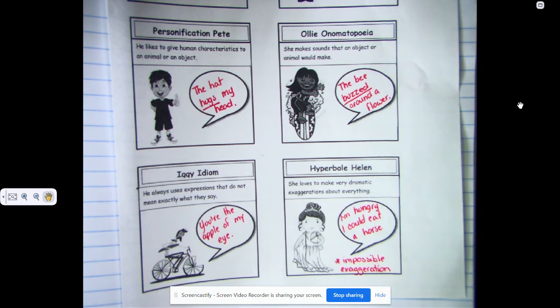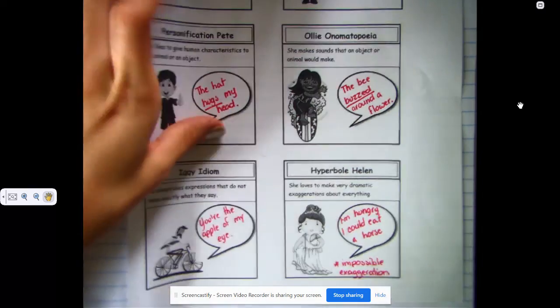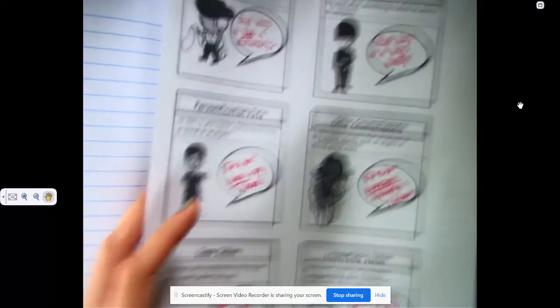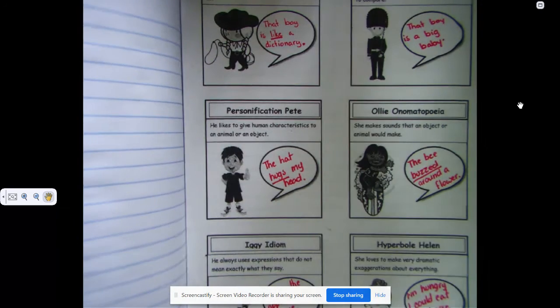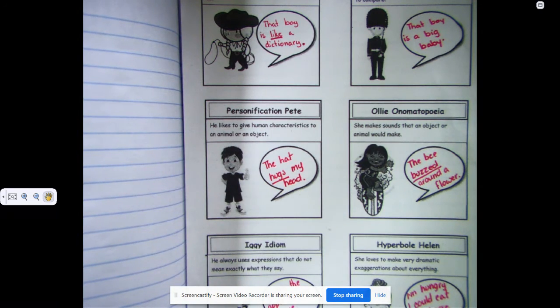Okay, now that we've got these filled out, you're going to go ahead and cut these out. I want you to wait until you've cut them all out to get any of them glued down. And I'm going to go ahead and pause this for a second.